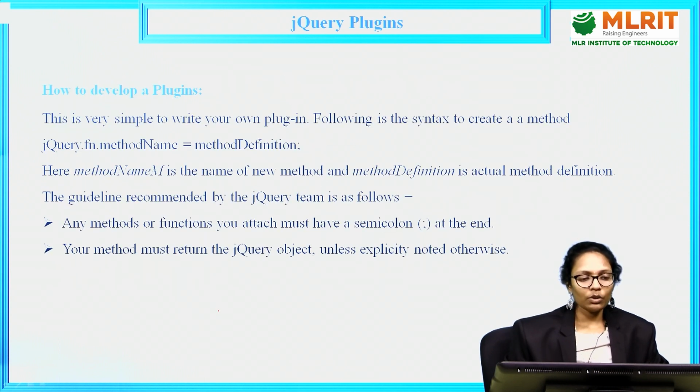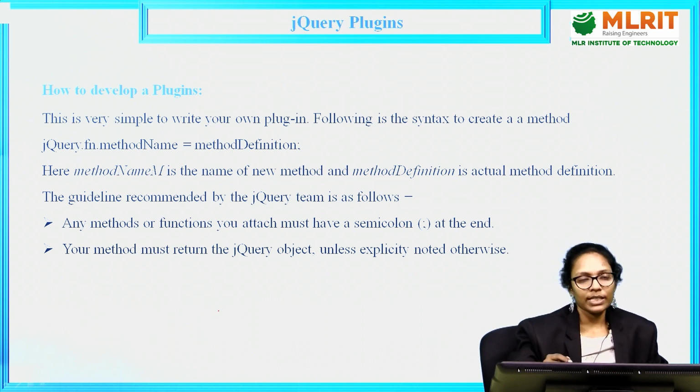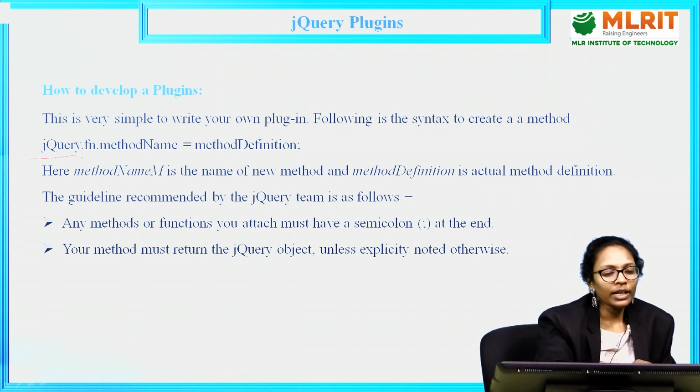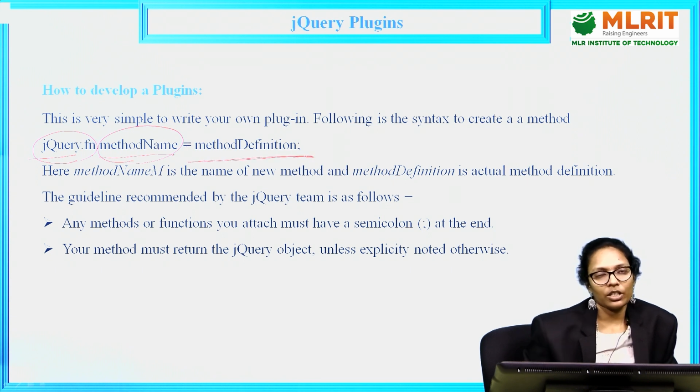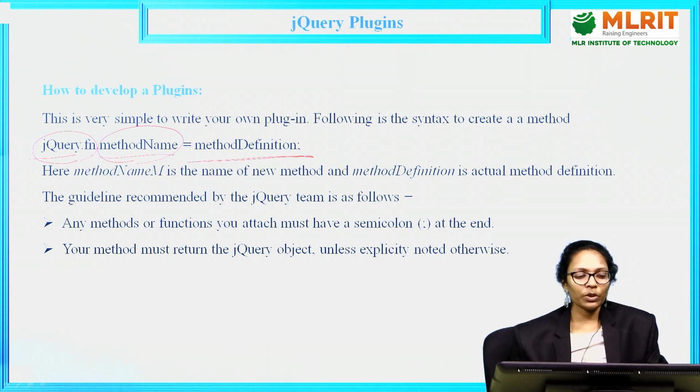We will see how to create our own plugin. We can create our own plugin using this syntax. What is the syntax to create our plugin? jQuery.fn.methodName. This is the common syntax. After the dot, you give your own method name, and after the equal sign, you give the method definition: what function you want to create and what its definition is.